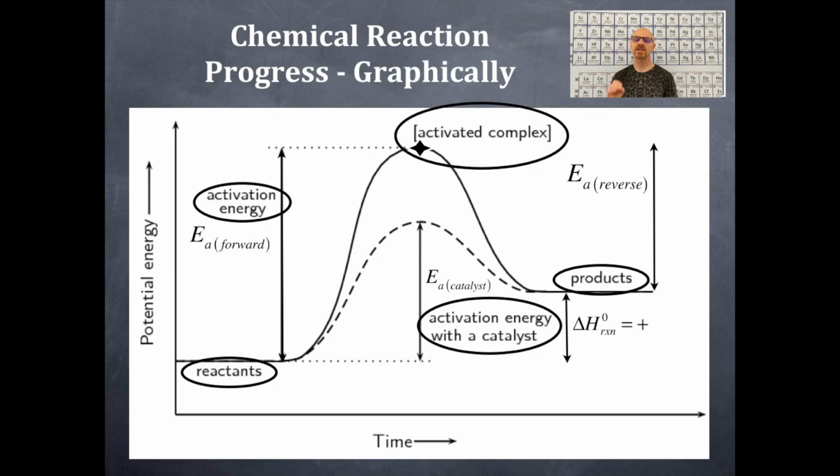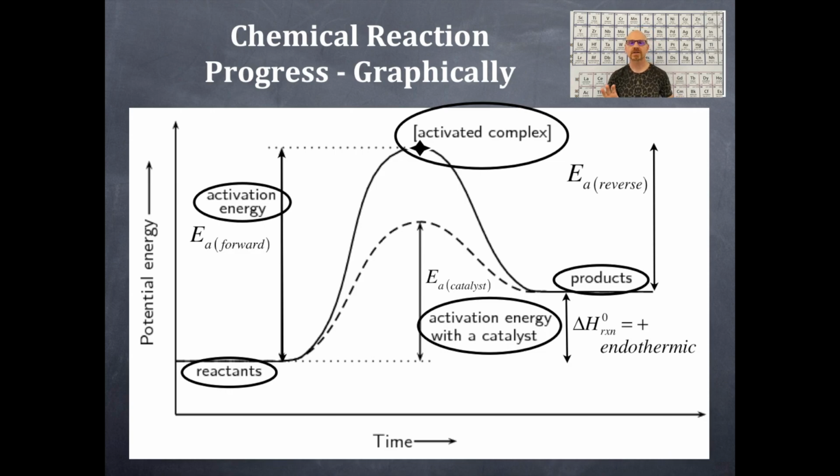The difference between the reactants and the products, if the products are greater in energy than the reactants, is called delta H naught for the reaction, and that's going to be positive. This is the enthalpy change of the reaction. And if the number is positive, then this is an endothermic reaction.